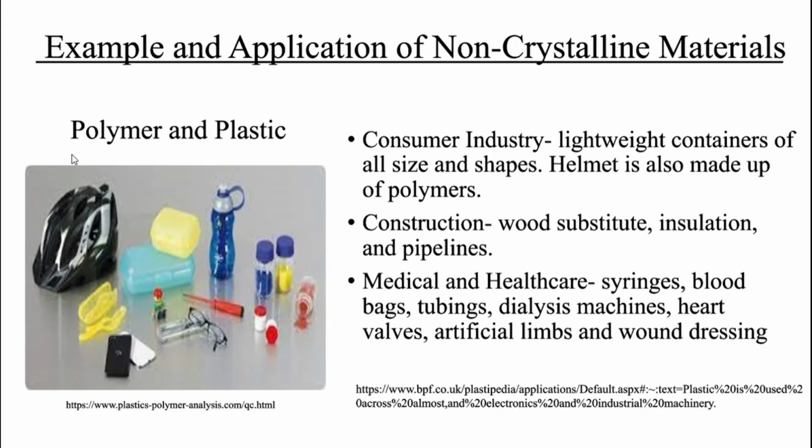Next, we have polymers and plastic. So this is a non-crystalline material. And as we know, we can make a whole lot of materials out of them with different sizes, with all sorts of shapes and colors. For example, the helmet is made of polymers.